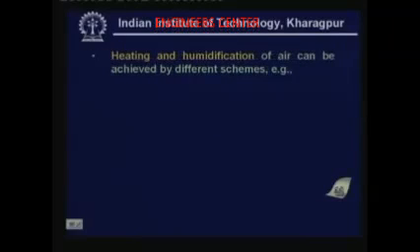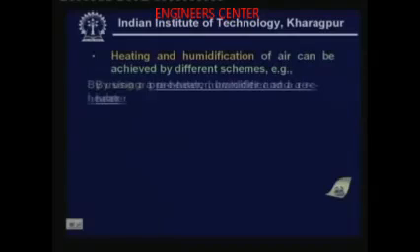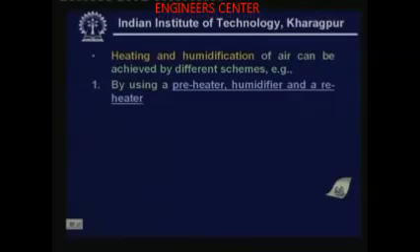Now, heating and humidification of air can be achieved by different schemes. For example, you can use a preheater, a humidifier and a reheater. So, let me explain this system.